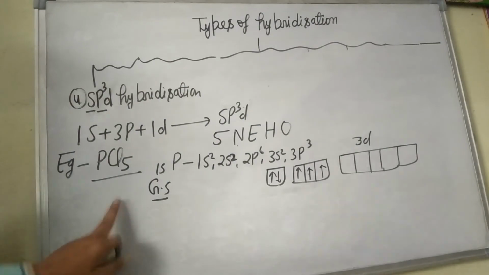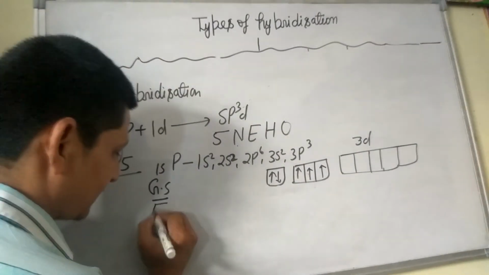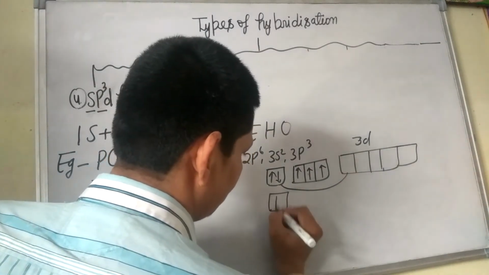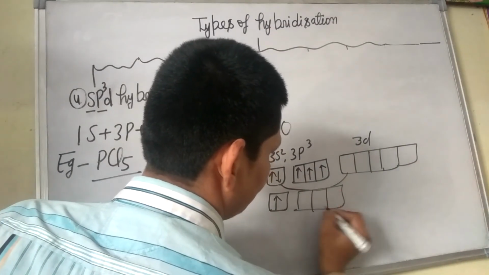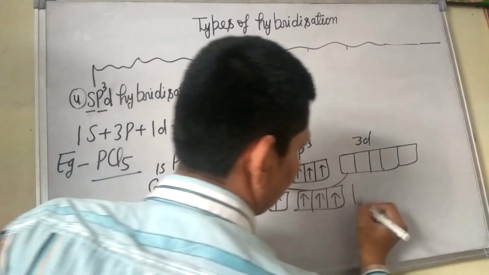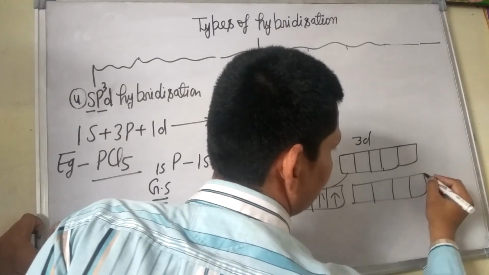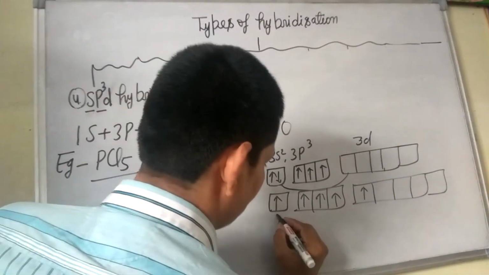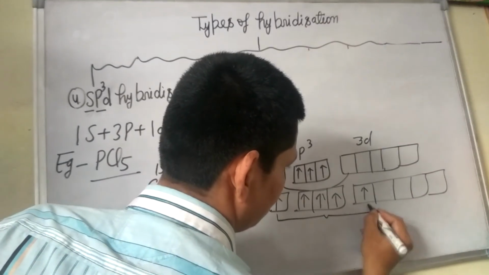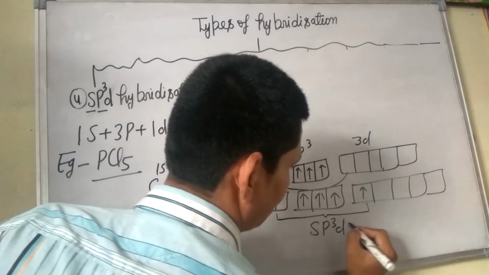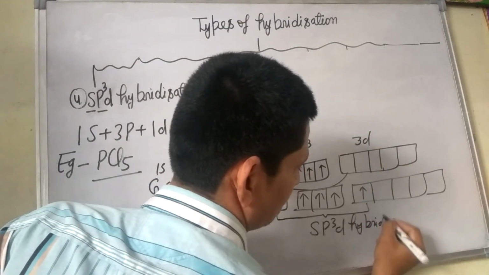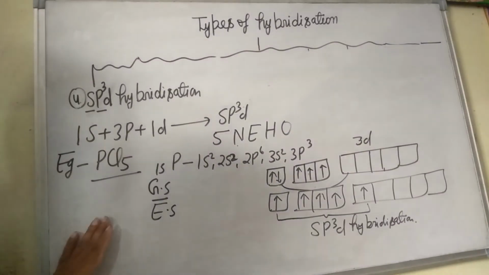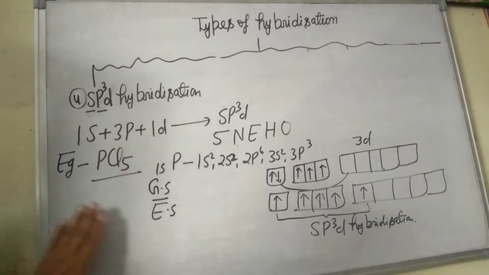Now look here, this is the ground state and this is the excited state. In the excited state, 1 electron jumps from here. So we have 1 s, 3 p and d. So the hybridization becomes sp3d hybridization.